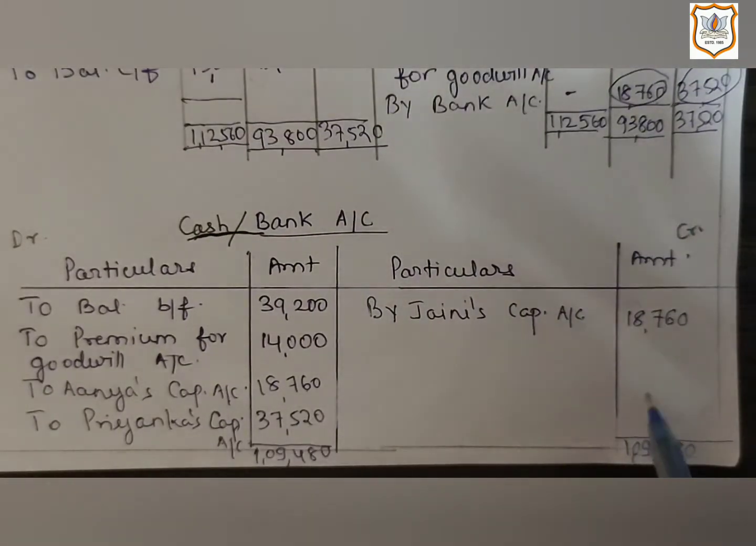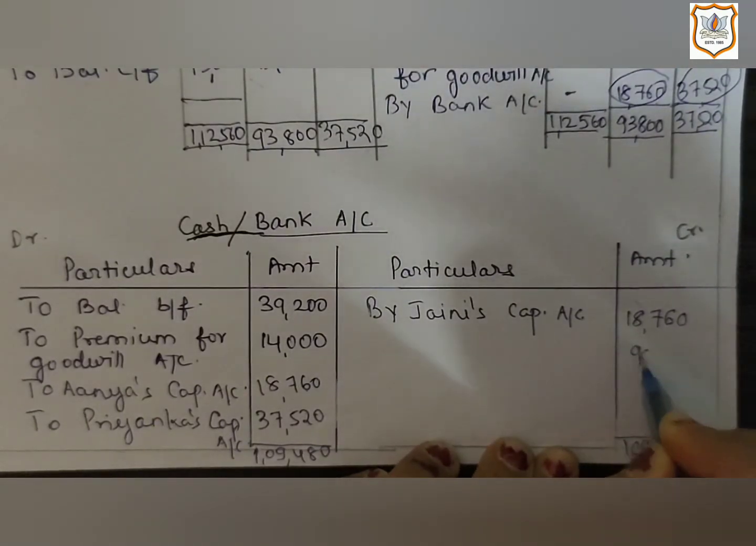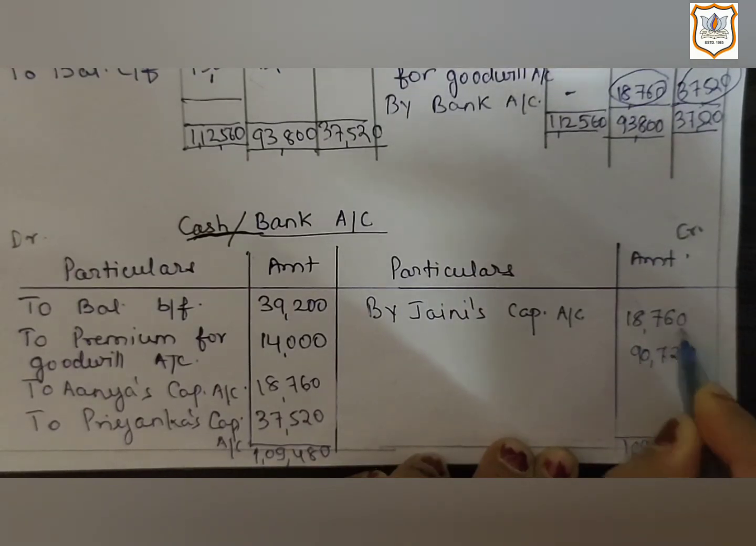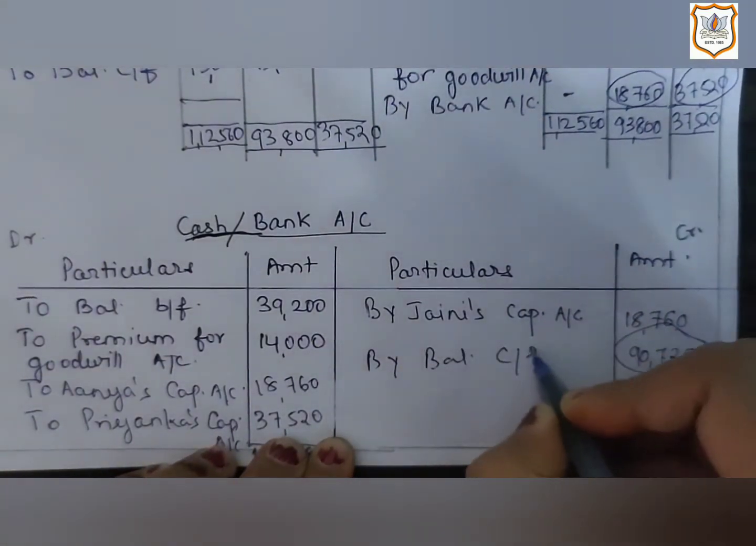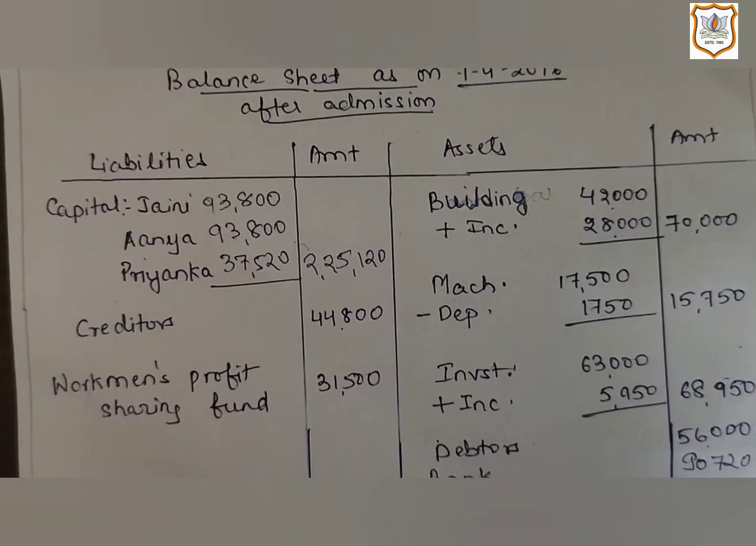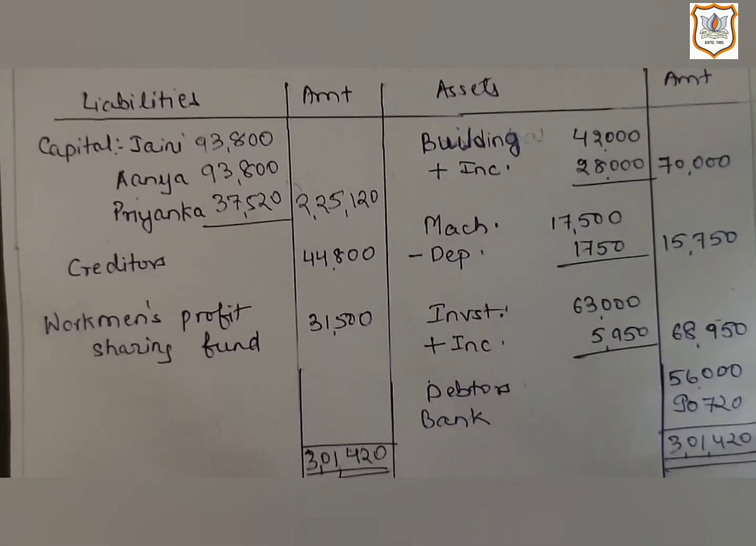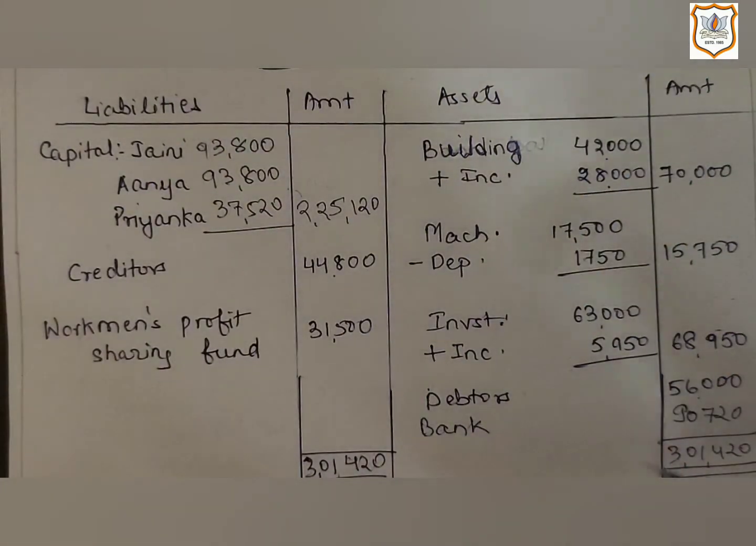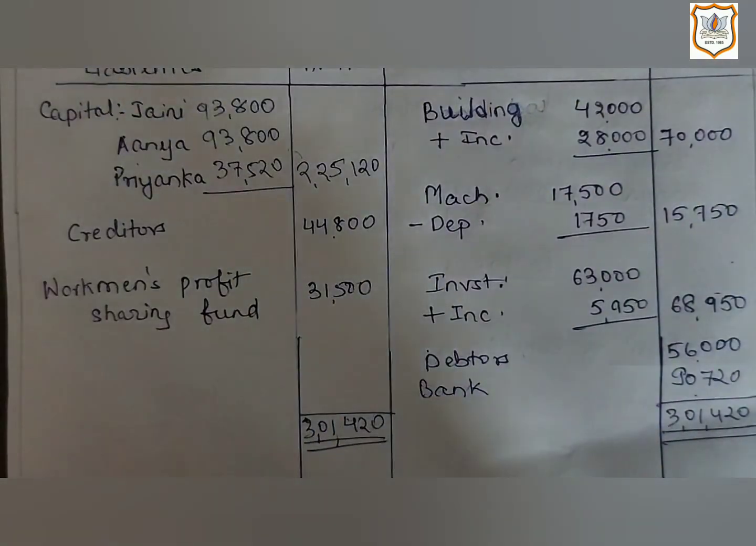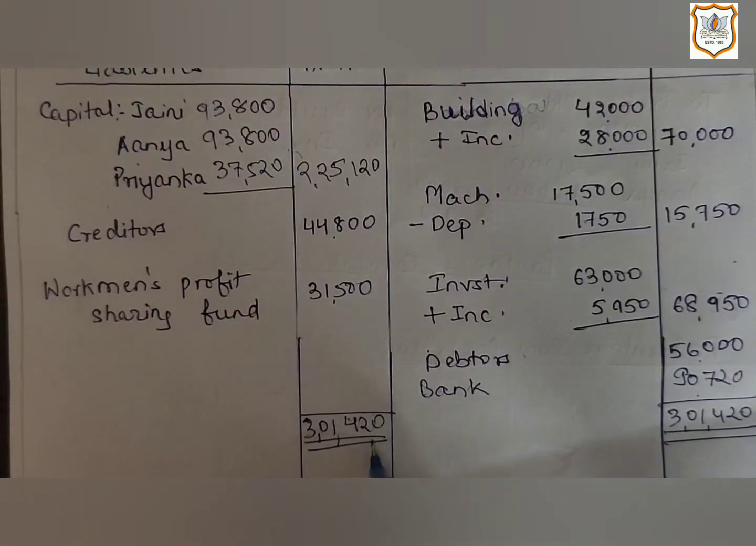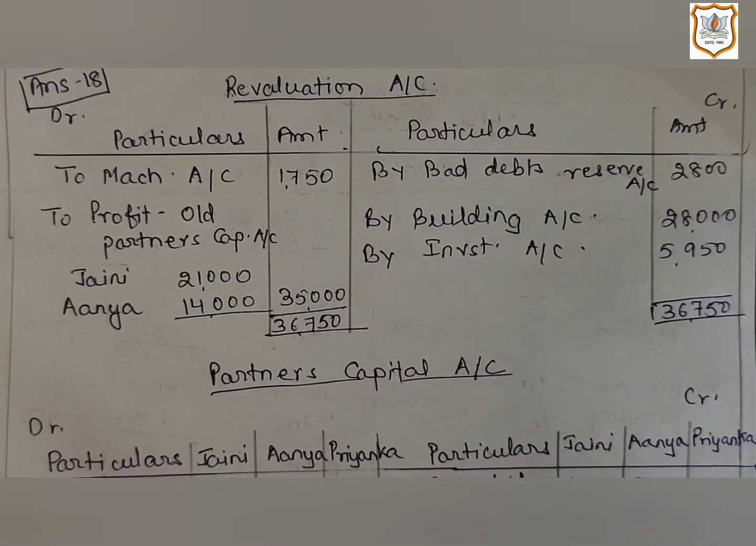And now we will close the bank account. Here the difference would appear on the credit side, and that is the closing bank balance. It is 90,720, this is the closing bank balance, which will be recorded in the new balance sheet on the asset side. Here it is, bank balance 90,720. And finally, our balance sheet will be tallied with the amount 3,01,420. So here we have completed question number 18.